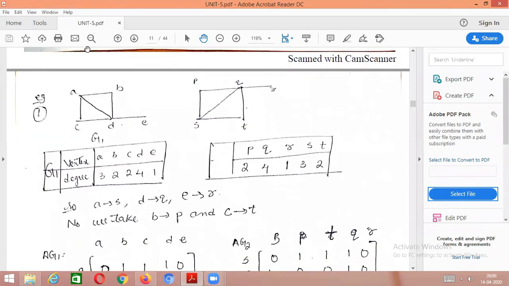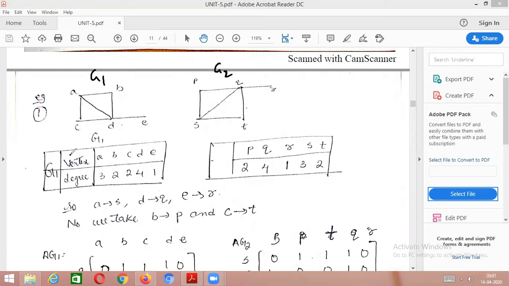Now we are given two graphs, and you have to check whether they are isomorphic or not. So you have to check all the above properties. If any one of the above properties fails, then the graphs are not isomorphic. So I'm taking this graph as G1 and this graph as G2. When the question asks about isomorphism, first you have to write their degree sequence. You write all the degrees in one sequence.